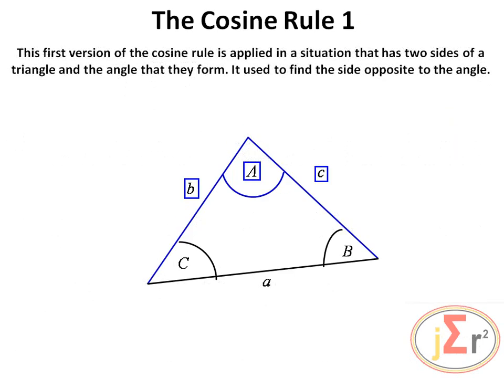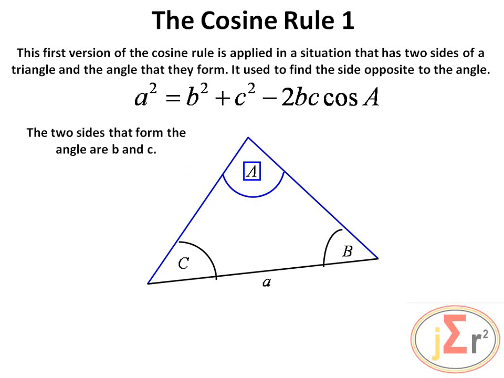So, cosine rule 1. The first version of the cosine rule is applied in a situation that has two sides of a triangle and the angle that the two sides form. It is used to find the side opposite to the angle. So we are going to find any side, say, but we need to focus on the angle that is opposite to the side that we are going to find.